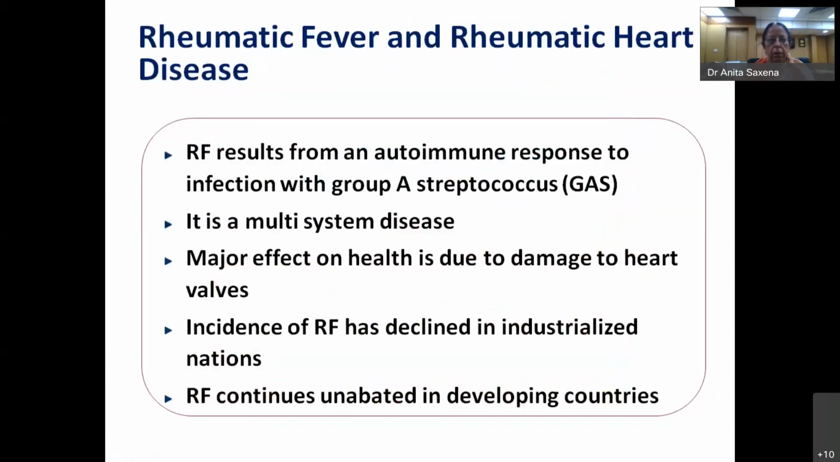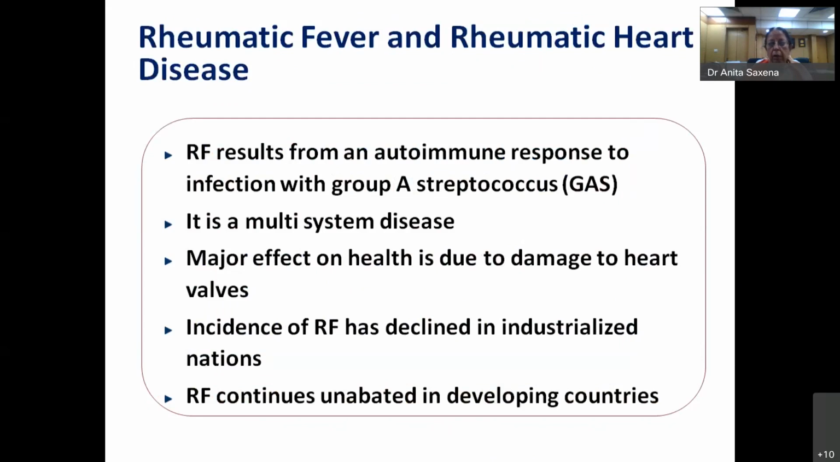So I think this is just an introductory slide which says that rheumatic fever results from infection with specific strains of group A streptococcus, or GAS as we call it. It involves many systems besides the heart, for example brain, skin, joints. But why do we talk about it? Because its major effect is due to damage to the heart valves.